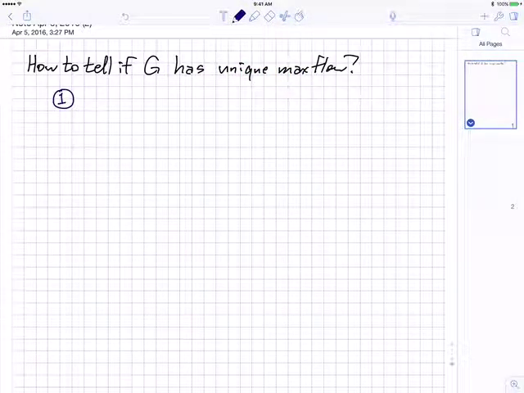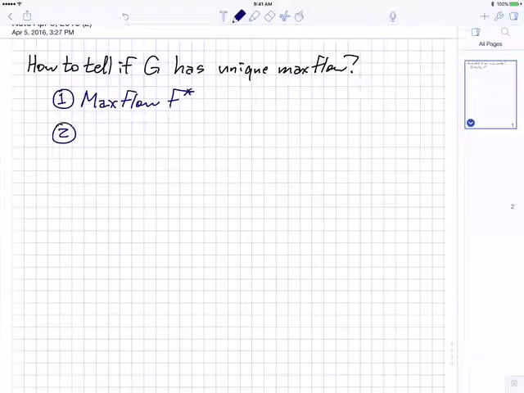So the first step is compute a max flow. Let's call it F star. This will tell you at least... Okay, here's an example of a maximum flow. Now, the second step here is really not a separate step, because if you're running any variant of Ford-Fulkerson, you've already done this: you build the residual graph of that maximum flow.